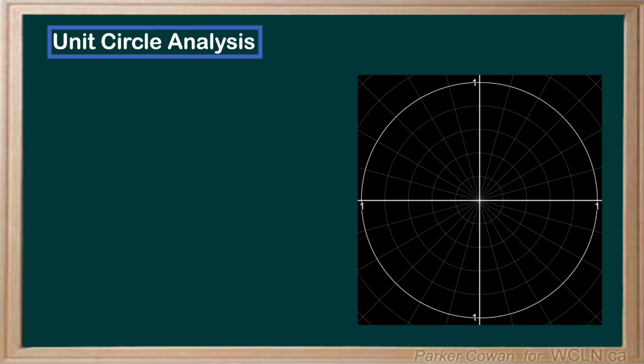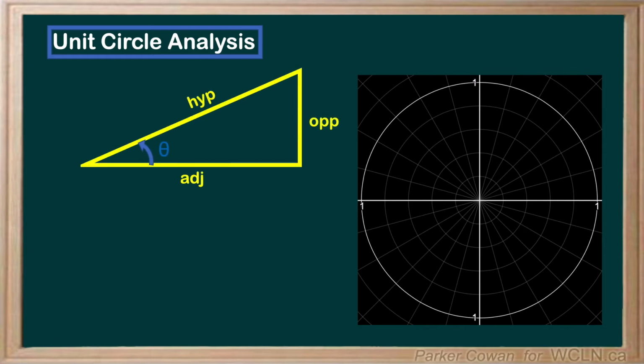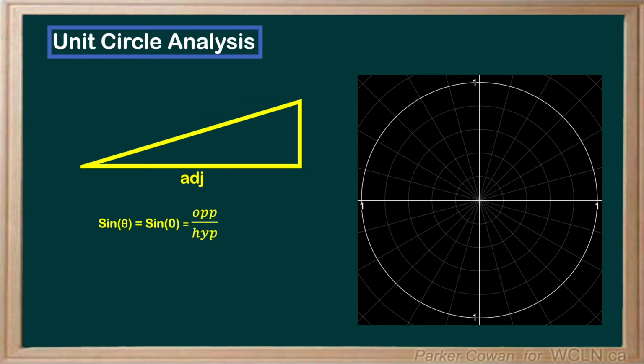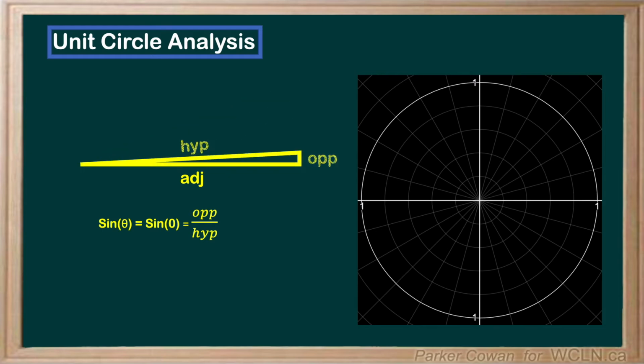Now that we have our 4 main points of a unit circle, let's look at evaluating sine theta at those points. First, let's think about evaluating sine theta of a regular triangle. Sine theta is equal to opposite over hypotenuse. Now imagine a similar triangle as we shrink the opposite side length all the way down to 0. We can also think of this as shrinking theta down to 0.